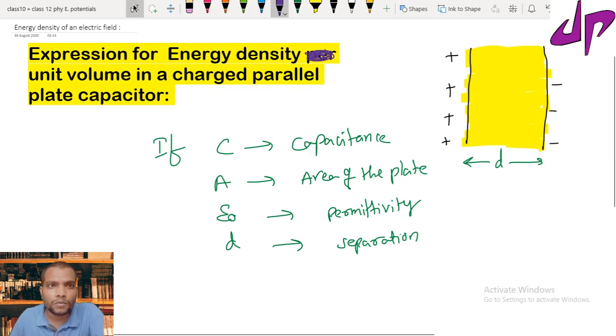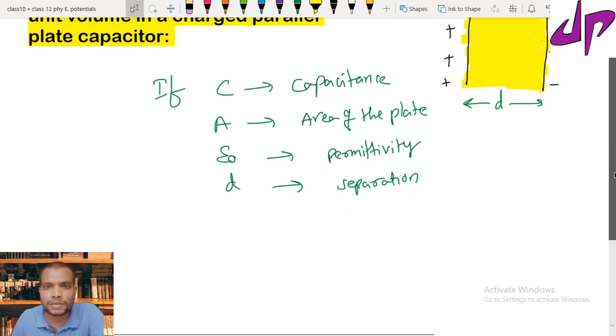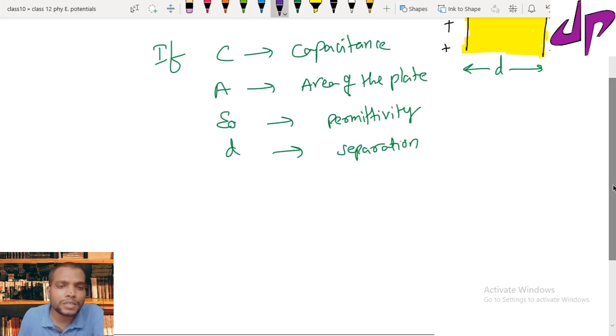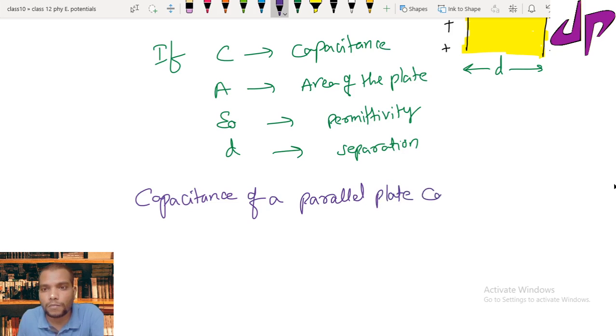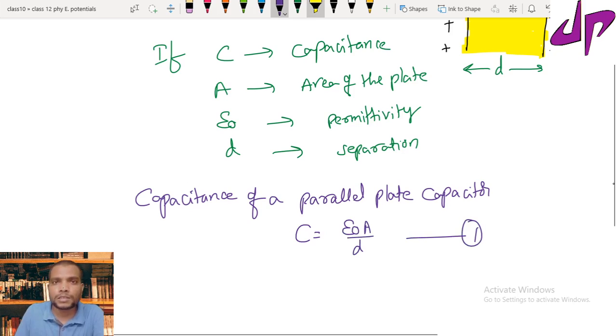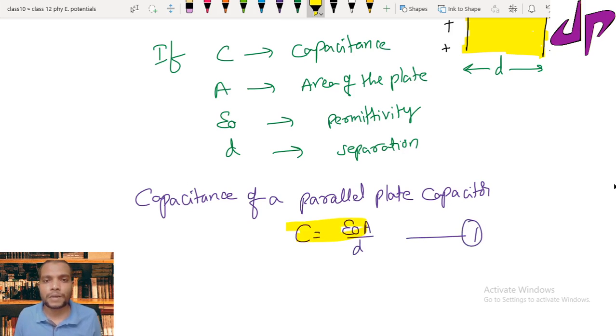Now what can we write for the expression for capacitance? We can write the expression for the capacitance of a parallel plate capacitor: C equal to epsilon naught A upon d. So this is the expression for capacitance of a capacitor, C equal to epsilon naught A upon d.